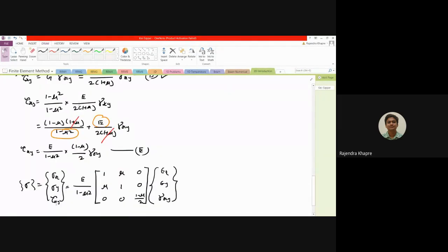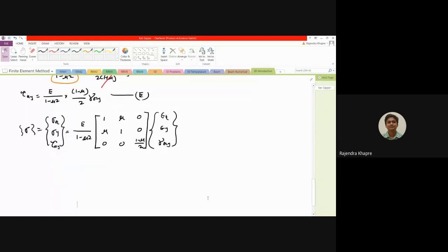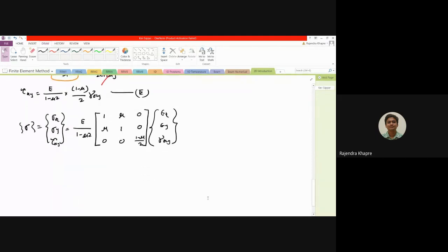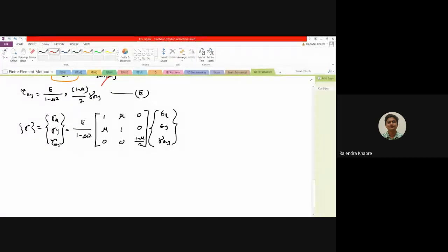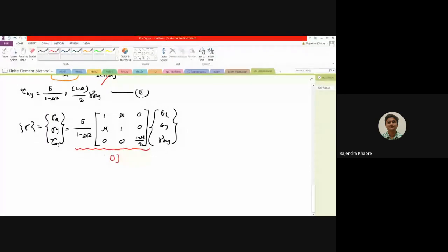Lastly, we have the tau xy term. For tau xy, E divided by (1 minus mu square) is the constant, which is outside. It will be 0 into epsilon x plus 0 into epsilon y plus (1 minus mu) by 2 into gamma xy. So this is a matrix showing the relationship between the stress sigma and the strain. That's why this particular matrix is called the stress strain matrix. In short, this particular matrix is nothing but your D matrix.